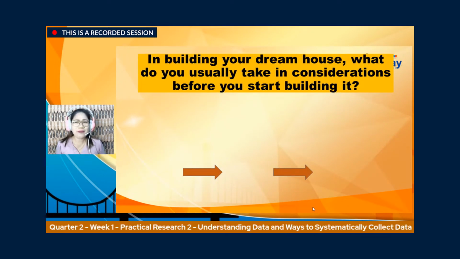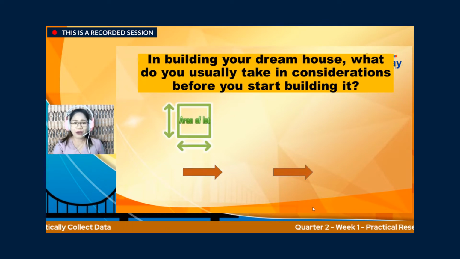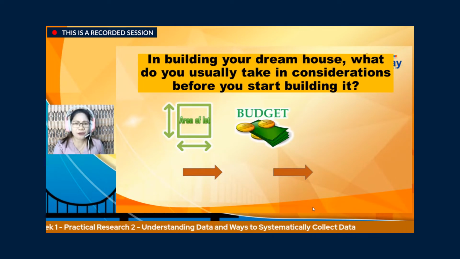In building your dream house, what do you usually take into consideration before you start building it? What are the factors that we consider before building our dream house? First, we have the area of the lot. Of course, you need to have a lot to be able to build a house. So, how wide is it? How narrow? And of course, the budget. Without the budget, it will not be possible to build our dream house. So, we still need to prepare a budget.